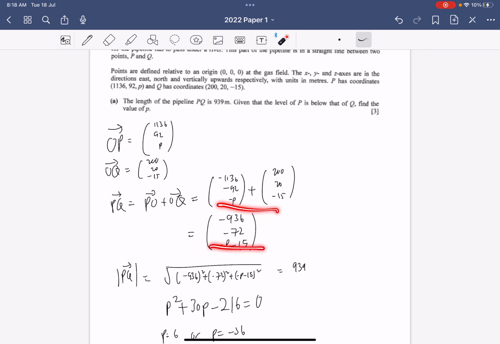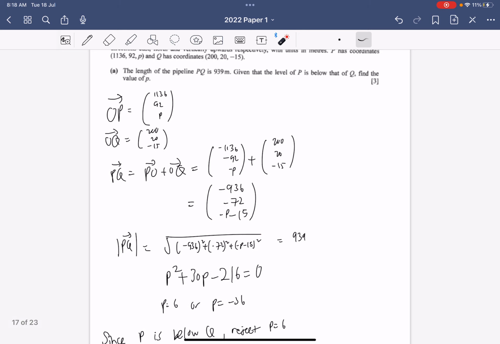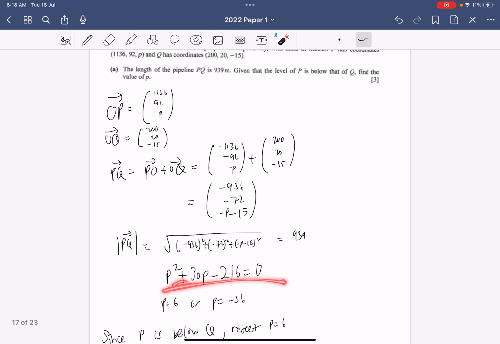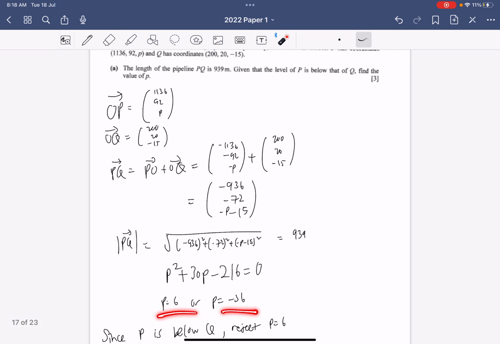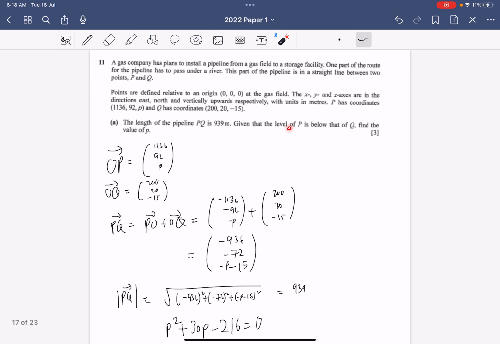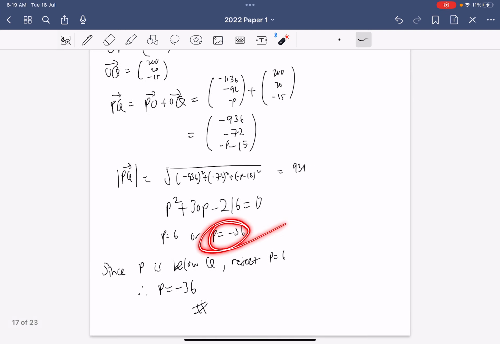And then you just get this following, and then we know that the length is 393, so you use the length formula for here, and then you get a quadratic equation in terms of p. You solve for p, and because we know that the level of P is below Q, and up or down is through the z-axis, we know it has to be more negative than Q. So it has to be p equals minus 36.